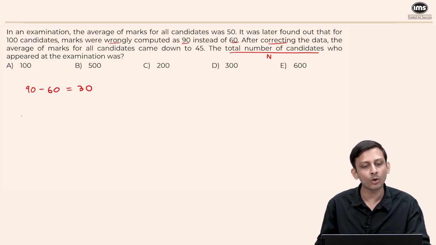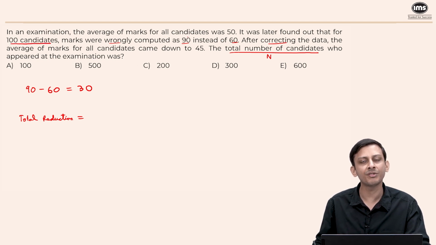So if we find out the total reduction in the marks, this reduction of 30 marks will be for 100 candidates. All these 100 candidates, their marks will be reduced from 90 to 60. So for all these 100 candidates, their marks will be reduced by 30. So the total reduction will be 100 into 30.